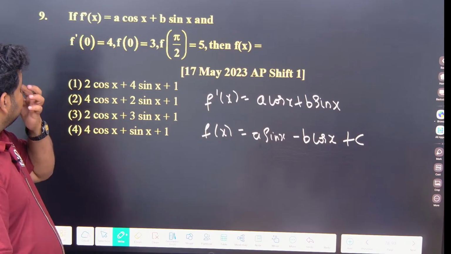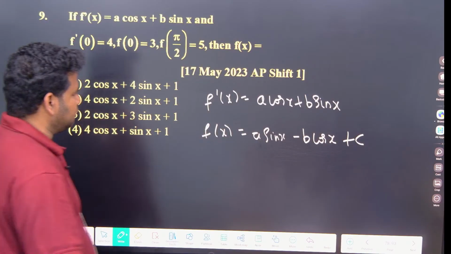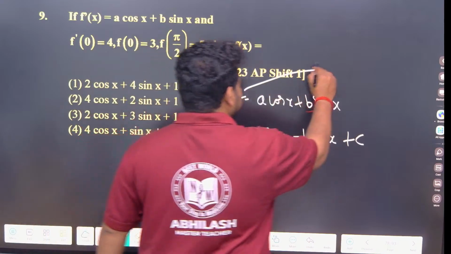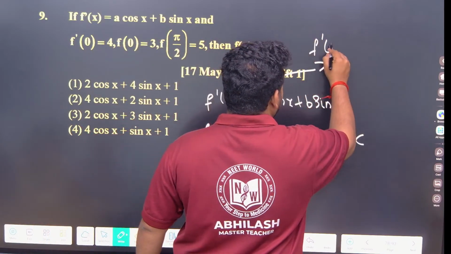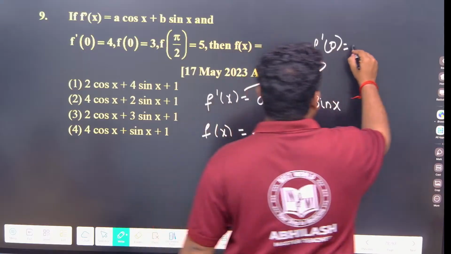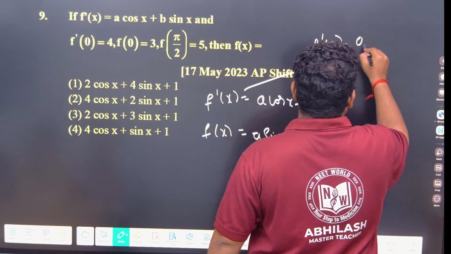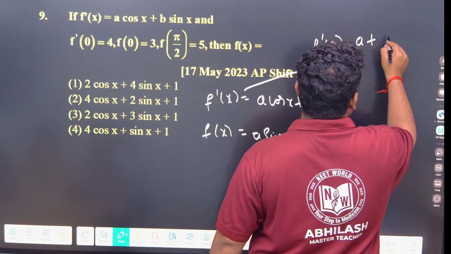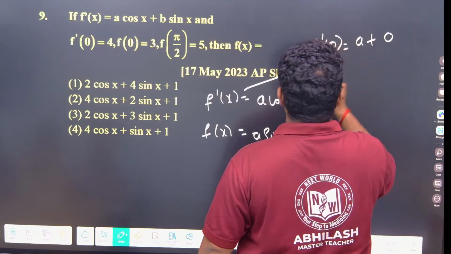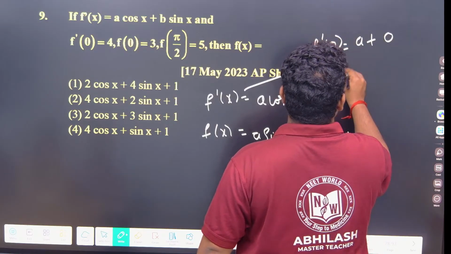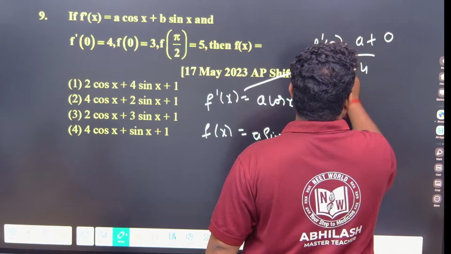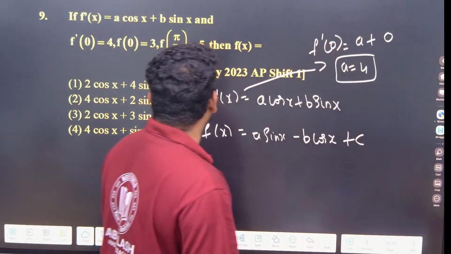Now they are telling f dash of 0 is equal to 4. That means if I put the value of x is equal to 0, f dash of 0 will become a cos 0. A cos 0 is a. B sin 0 is 0. So we get f dash of 0 is 4. So we will get a is equal to 4. Good, that's all. So a is equal to 4.